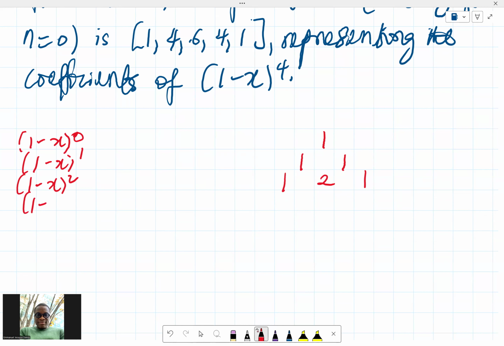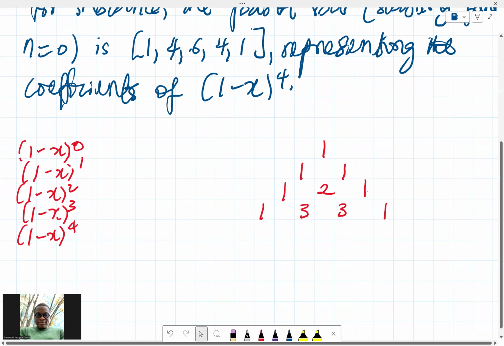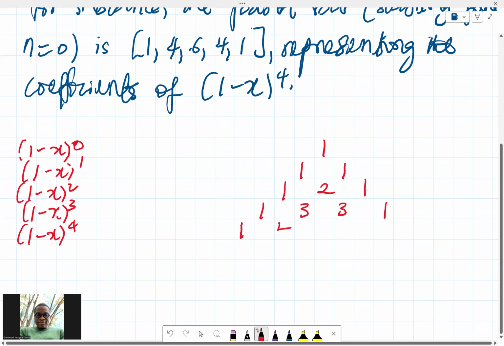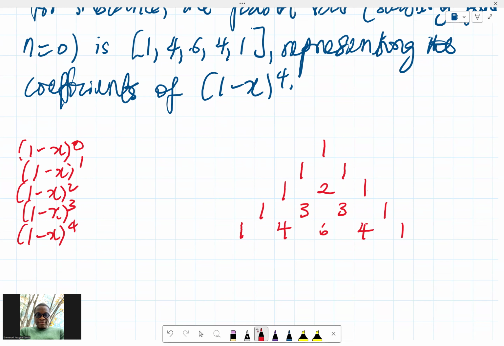Then for 1 minus x raised to power 3, you drop 1, 1 plus 2 is 3, 2 plus 1 is also 3, drop 1. Then for 1 minus x raised to power 4, you have 1, 4, 6, 4, 1. That means drop 1, 1 plus 3 is 4, 3 plus 3 is 6, 3 plus 1 is 4, then drop 1. We can go on like that. The numbers form the shape of a triangle, and that is where the idea of Pascal's triangle stems from.